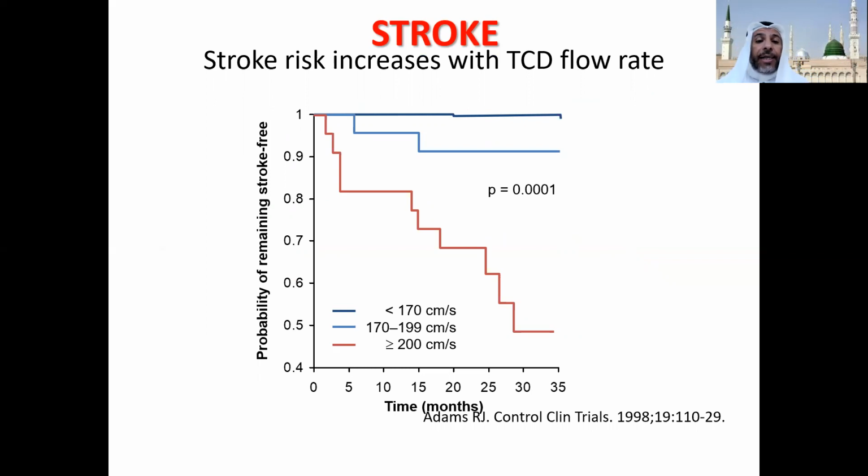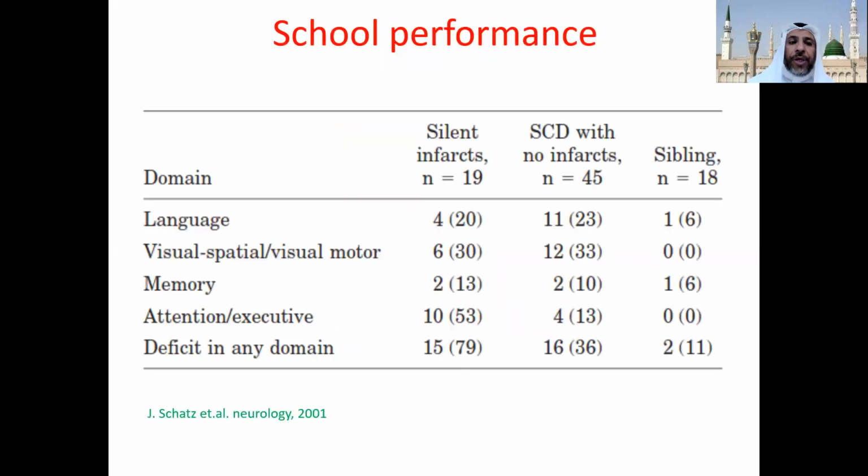stroke. And we divide them into normal, which is below 170 centimeters per second, conditional, which is 170 to 199, or more than 200, which is clear that the transcranial Doppler velocity is high. And we need to take an action for those patients.